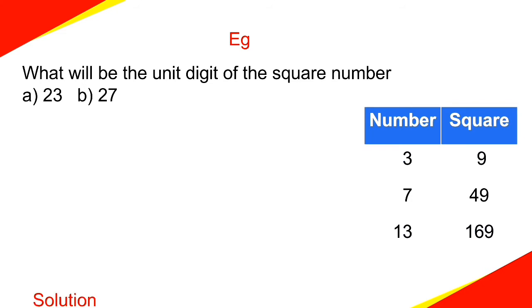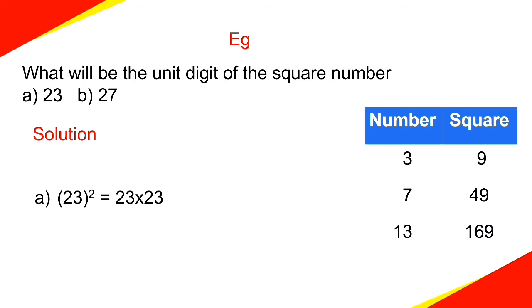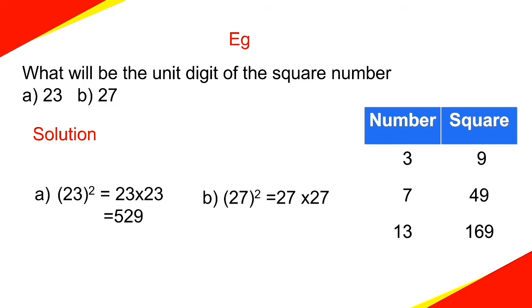Now we are going to solve option A. 23 squared is equal to 23 into 23. What is 23 squared? Good, that is 529. He asked you to find the unit digit of the square number. So what is the unit digit of 23 squared? That is 9.